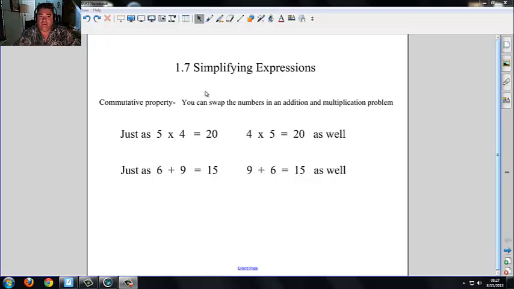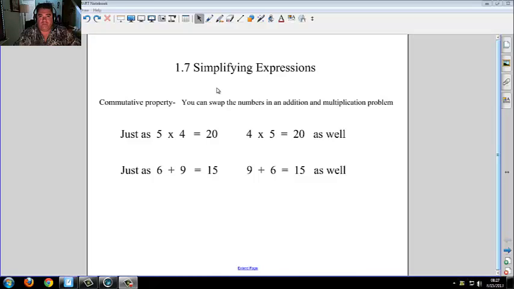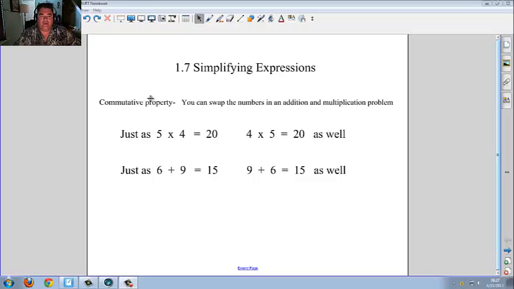Today, 1-7, simplifying expressions. The first thing we're going to do for simplifying expressions is talk about commutative and associative property. Not exactly my favorite subjects, however, we're going to just knock them out and show you what they are, so it's good for you to know.